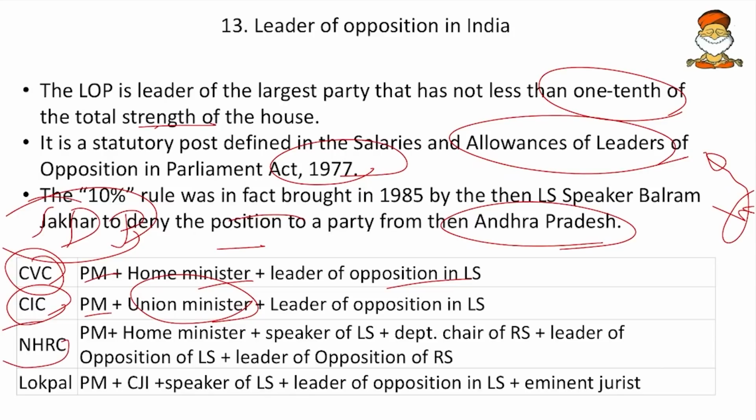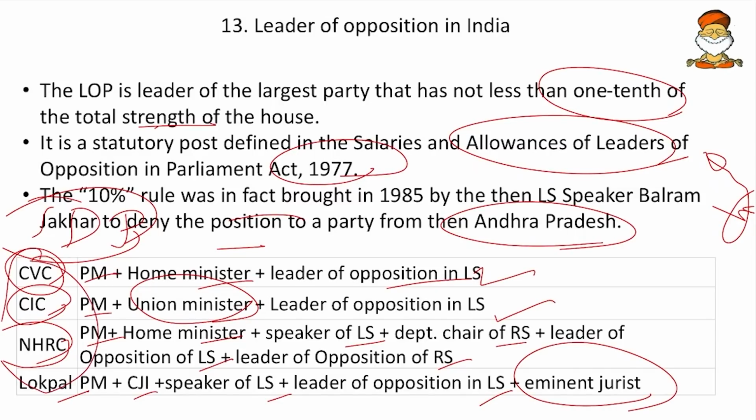And then we have the NHRC. For the NHRC we have so many: the PM, Home Minister, Speaker of Lok Sabha, Deputy Chairman of Rajya Sabha, then the leader of opposition of Lok Sabha and Rajya Sabha both. And then the Lokpal: Prime Minister, CJI, the Chief Justice of India, Speaker of Lok Sabha, leader of opposition in Lok Sabha and any other eminent jurist. So in all these, the leader of opposition is involved. So mark these and revise.